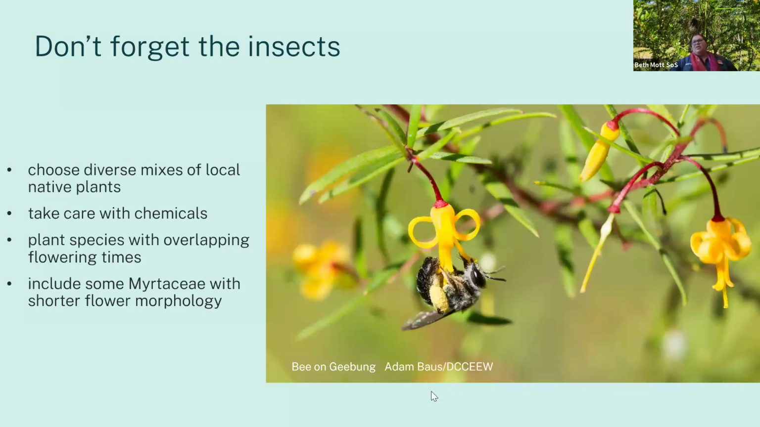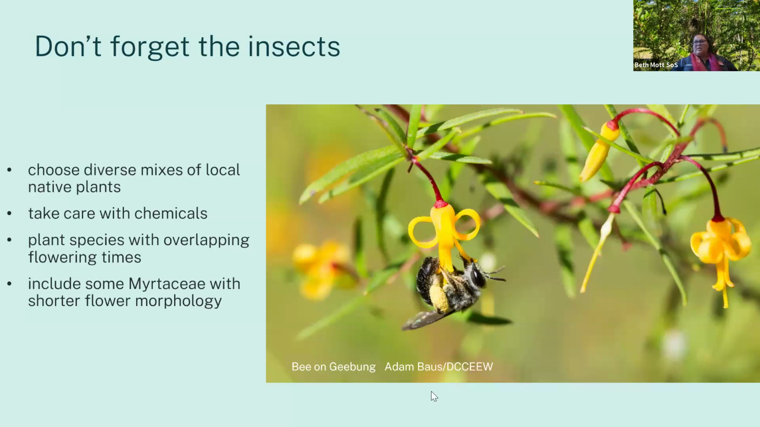Of course, we need to not forget about the insects. It's really important that we choose diverse mixes of local native plants to provide floral and pollen resources. If we're going to use chemicals in our restored areas, make sure you use things that don't have residue. And we really want to plant species that have overlapping flowering times, to make sure the food resource for our insect fauna is constant all the way through the year if we can.